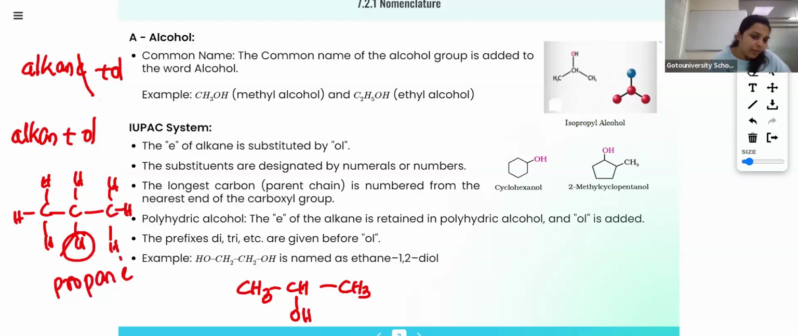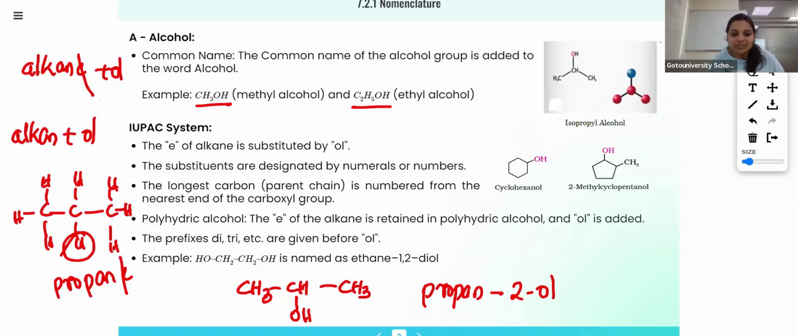So I am removing e, so it will be propan. Now I am putting a hyphen to mention the position: 2-ol, propan-2-ol. If it is on the first carbon, it will be propan-1-ol. If it is 1, no need to mention it, you can simply write propanol. This is the nomenclature. So this is methanol, methan-1-ol, methanol. This is ethan-1-ol, ethanol. So this is the nomenclature.